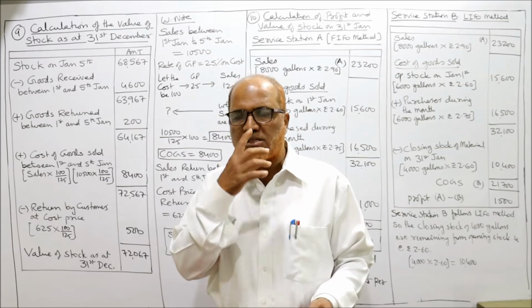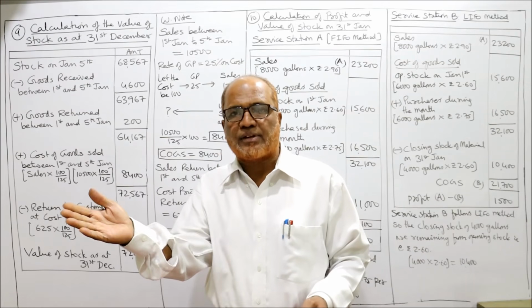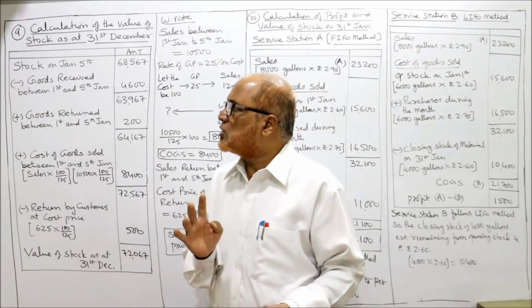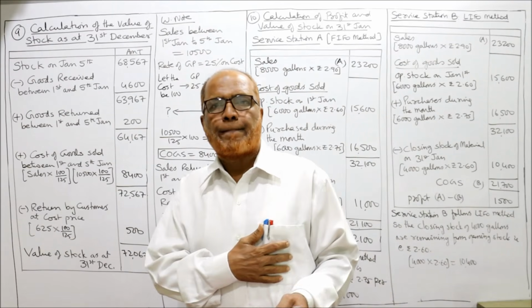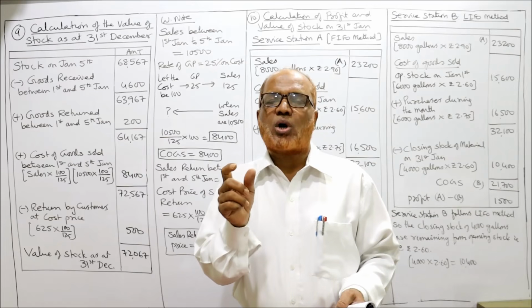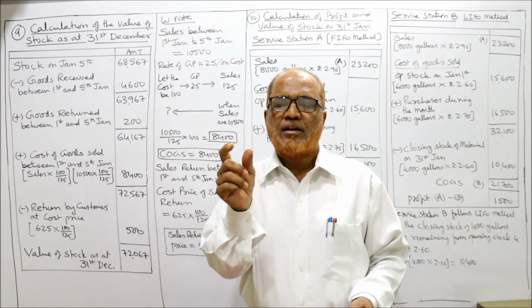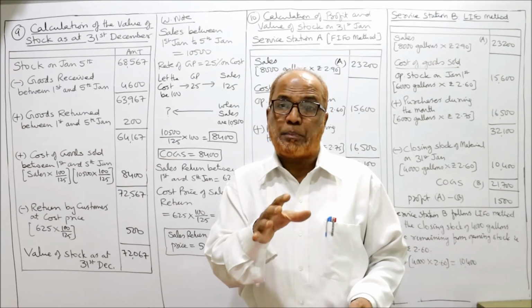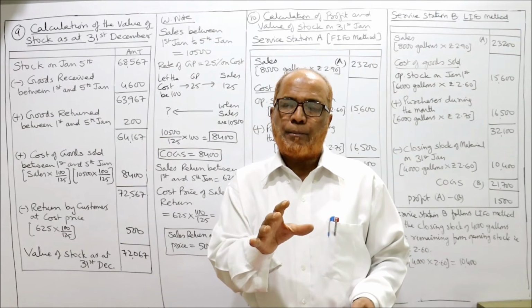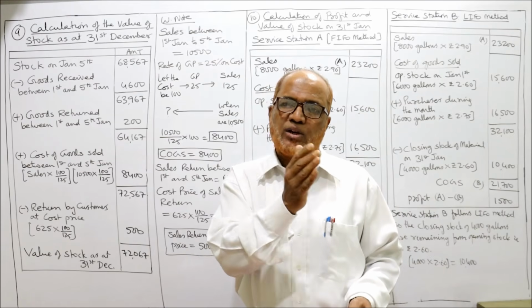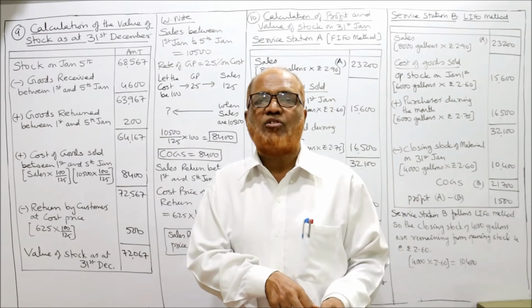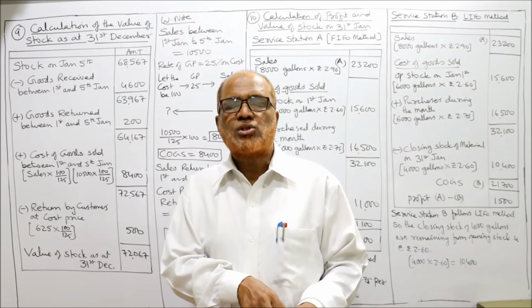So these purchases were made after 31st. It was not on 31st, right? So what we'll do, we'll deduct it. We are given the stock value on 5th January. So from that value, we deduct the material which is purchased from 1st January to 5th January. So how much material was purchased? 4,600 worth of material were purchased. So what we have to do?